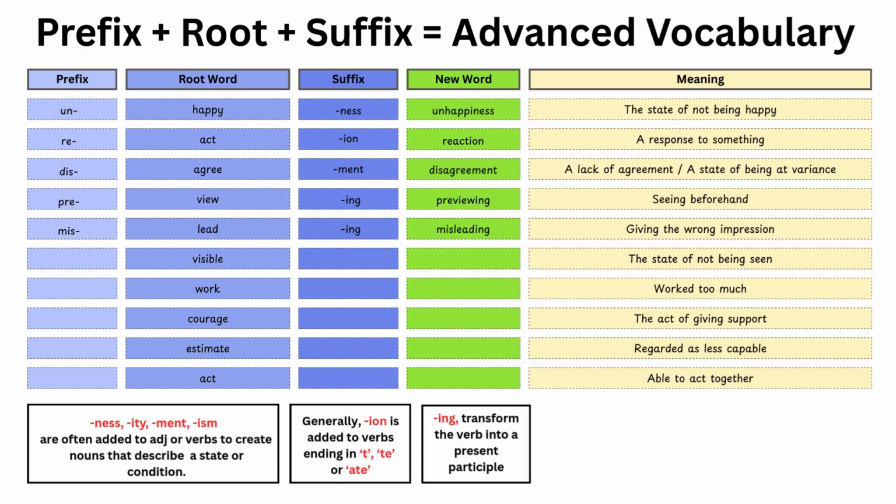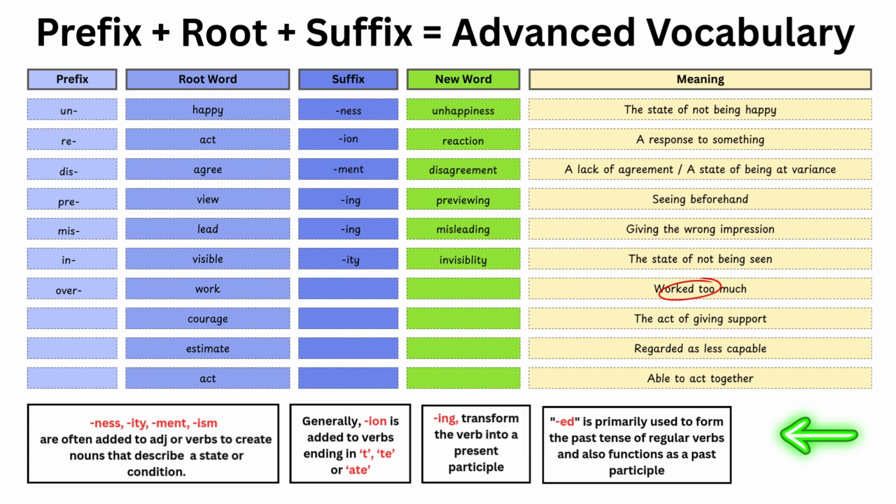The next one is the state of not being seen. The root word is visible, so invisible is not being seen. We can add the suffix for invisibility, and this is the conditional state of not being seen. Worked too much. With the root word work, we can say overwork is too much work. But with ed on the end, we know that this is to form the past tense of regular verbs and also functions as past participle. So it would be overworked.